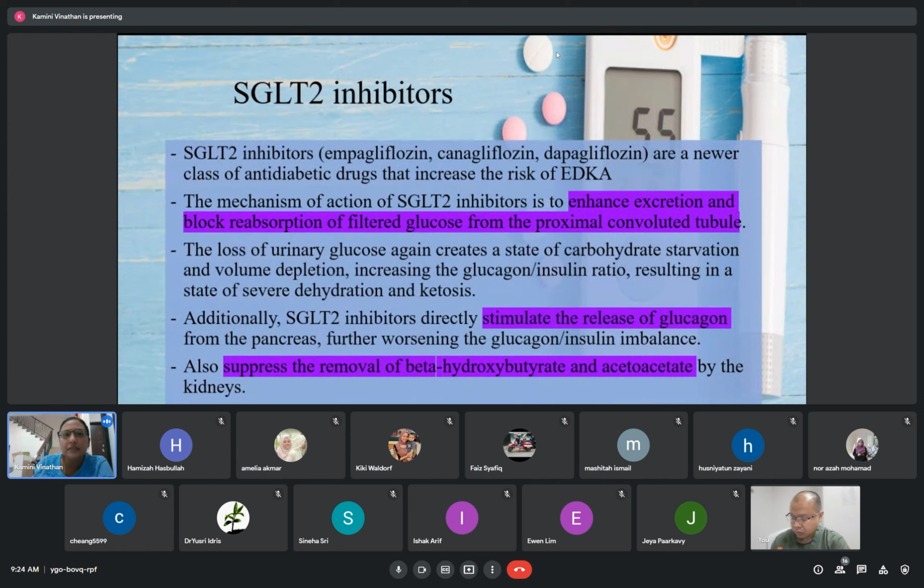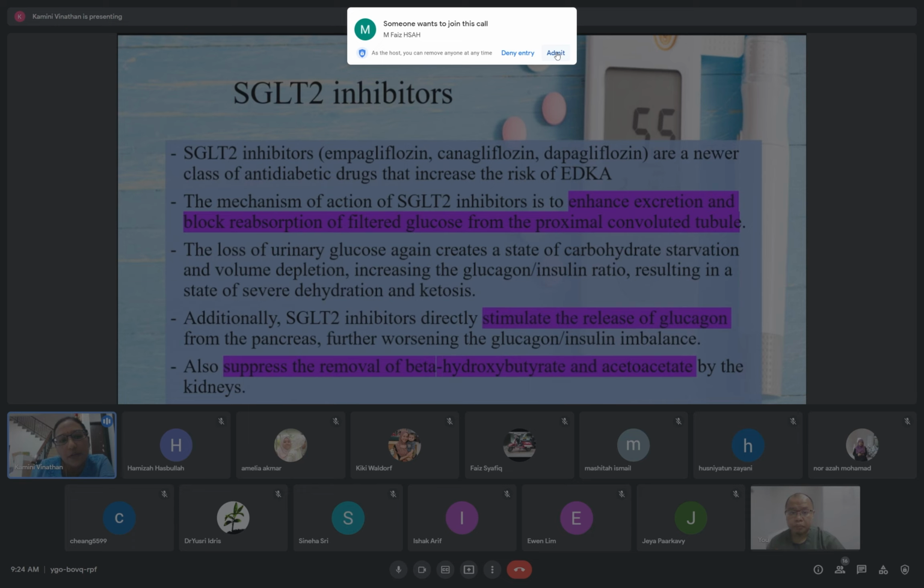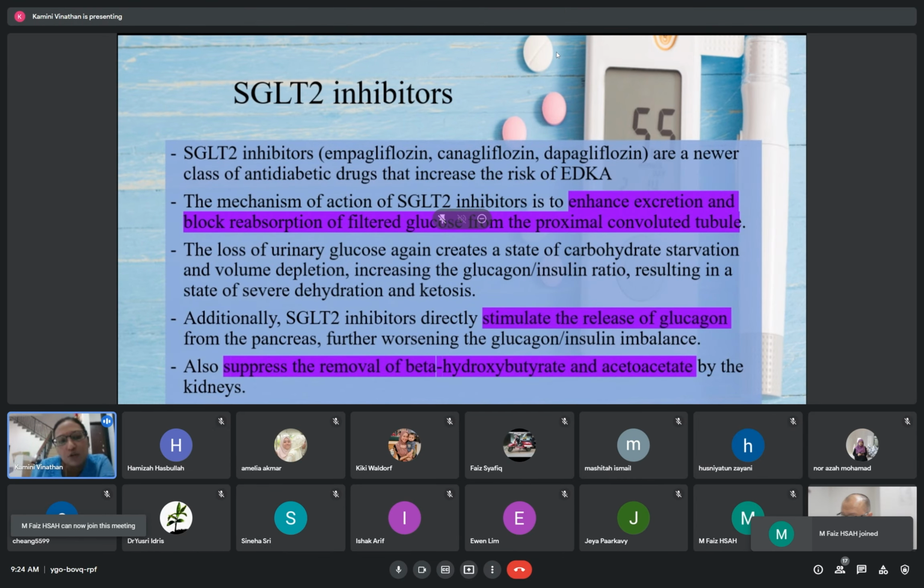So this is SGLT2 inhibitors, the newer class of anti-diabetic drug that increases risk of euglycemic DKA. The mechanism of action is to enhance excretion and block reabsorption of filtered glucose from the proximal convoluted tubules, and also stimulate the release of glucagon from the pancreas. It also suppresses the removal of ketone bodies by the kidney.